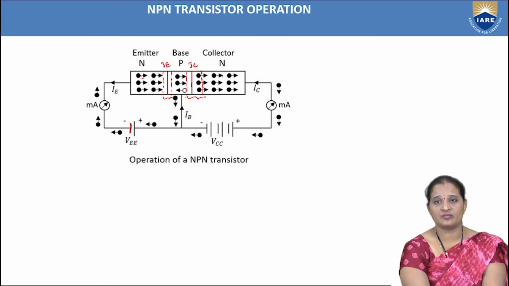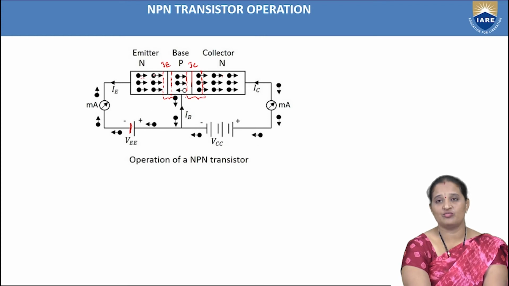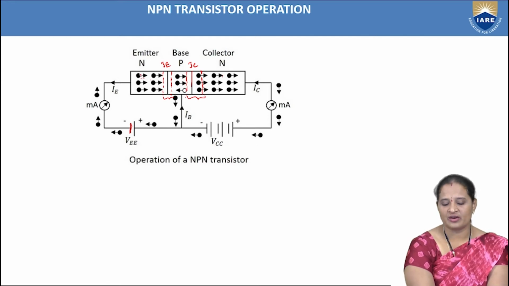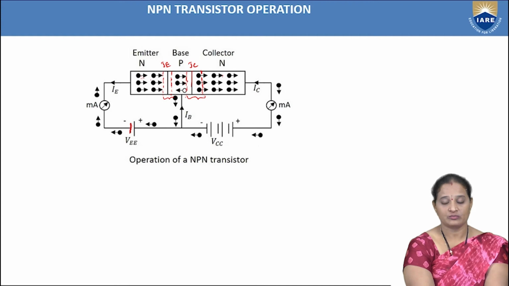So as electrons are negatively charged, they are repelled by the negative terminal of the battery, and they will always be moving towards the p-type base terminal. That means the direction of electrons is this way, from N to p-type base. And what is a base terminal?